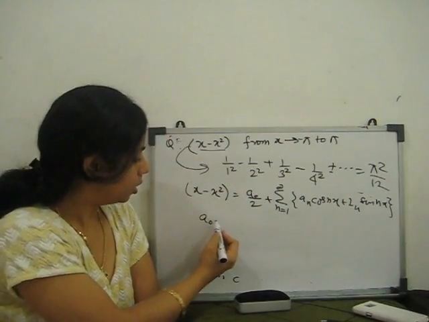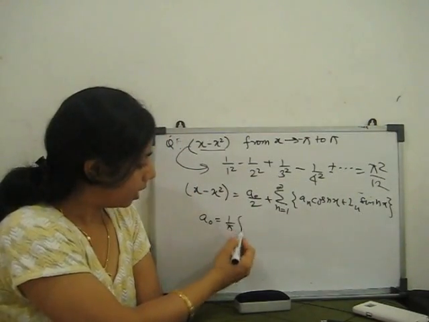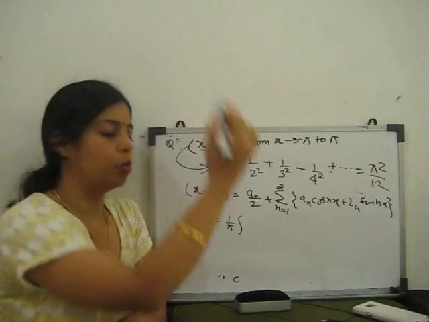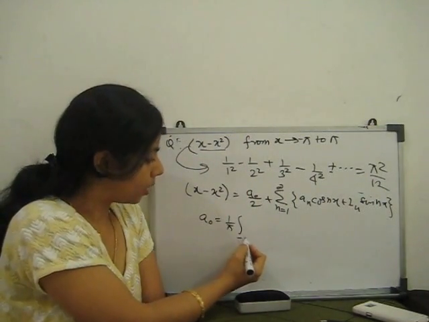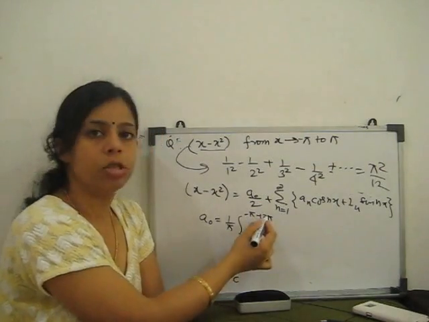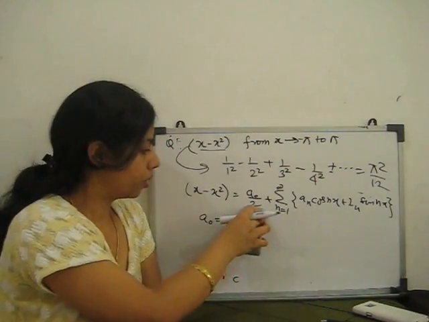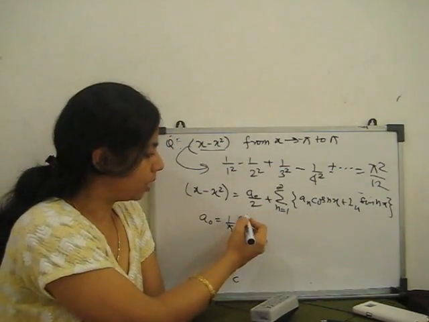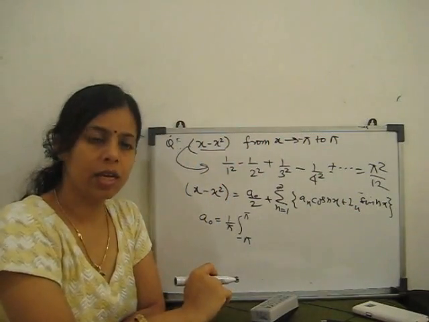So first is a0 = 1/π. Our limit is c to c + 2π. C is -π, so -π to -π + 2π gives +π. So our limit is going from -π to +π.